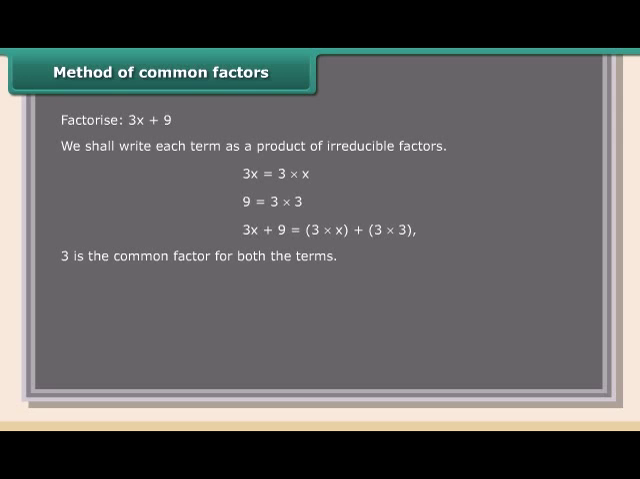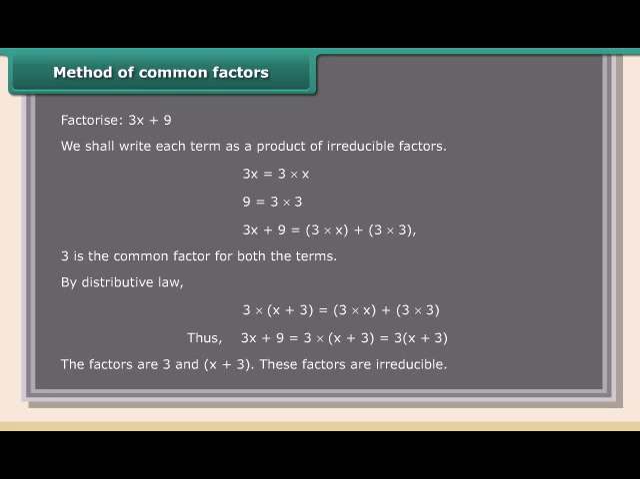3 is the common factor for both the terms. By distributive law, 3 into x plus 3 is equal to 3 into x plus 3 into 3. Thus, 3x plus 9 is equal to 3 into x plus 3. The factors are 3 and x plus 3. These factors are irreducible.